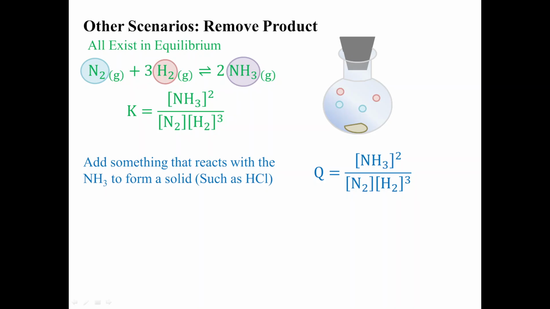So this is going to mean that Q is going to be a smaller number. So now K is greater than Q, and this is going to cause our reaction to shift to the right to make more products to counterbalance the loss of the products previously.